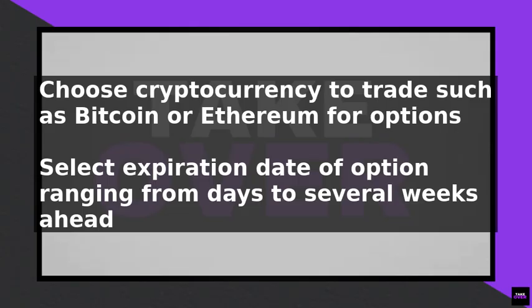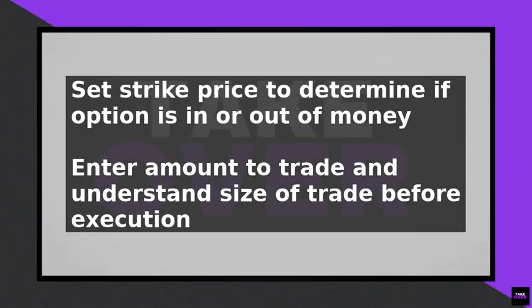Now, set the strike price, which is the price at which you can buy or sell the cryptocurrency. The strike price is a critical component of the option, as it determines whether the option is in the money or out of the money. If the current market price is above the strike price, the option is in the money, and if it is below, the option is out of the money.